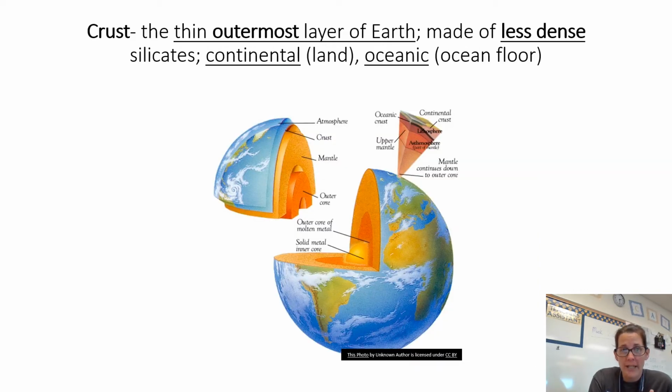The first layer of the Earth is the one that we live on, and that's called the crust. So the crust is the thin outermost layer of Earth. It's made of less dense silicates, continental, which is where the land is, and oceanic, which is where the ocean is. So all of those are crust, even though it's under the water for oceanic crust. It's the one we walk around on, so hopefully that'll be easy for you to remember.